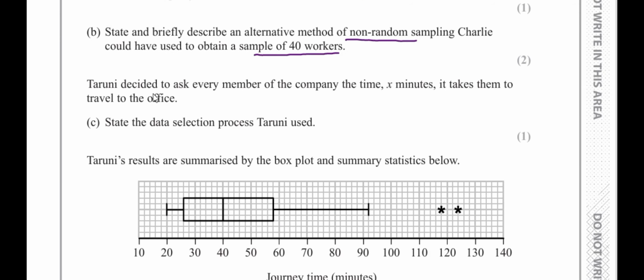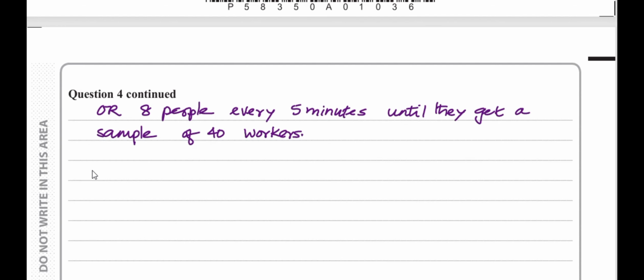Part C. Taruni decided to ask every member of the company the time X minutes it takes them to travel to the office. State the data selection process that Taruni used. Well, the key phrase here is ask every member of the company. Asking every member of the company is a census.